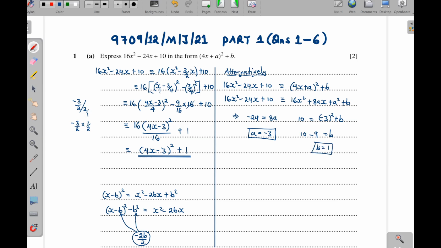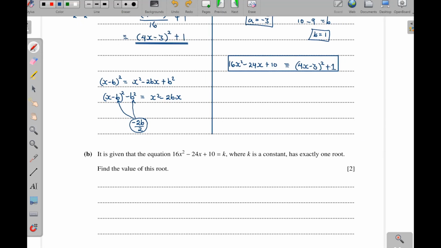And then our b becomes a positive what? 1. Now, we can write this one again here. Let me just put it here. Therefore, wherever there is a, I'm just going to put a minus 3, and then where there is b, I put a positive 1. So put minus 3 here, and then a positive 1 here. So this is our answer here. So you can see that what we are having here is the same as what is there. So choose a method that is simpler for you.